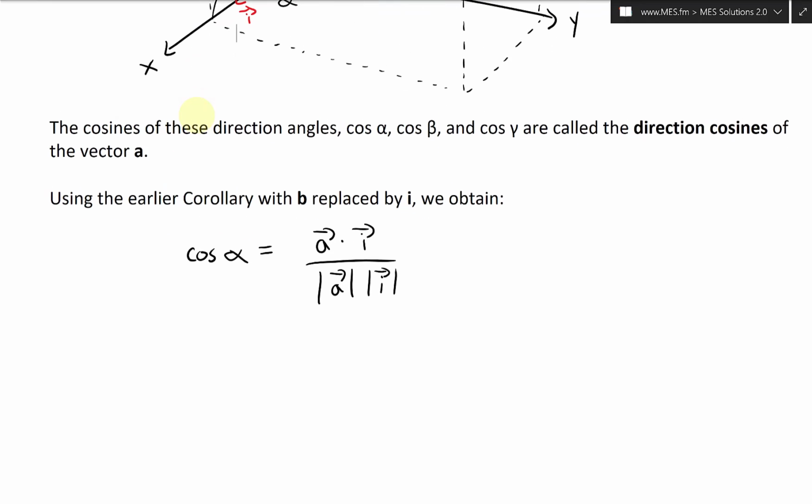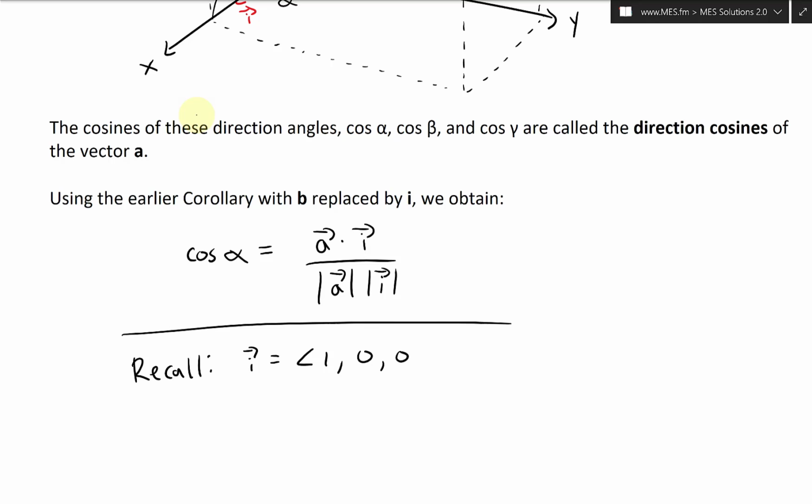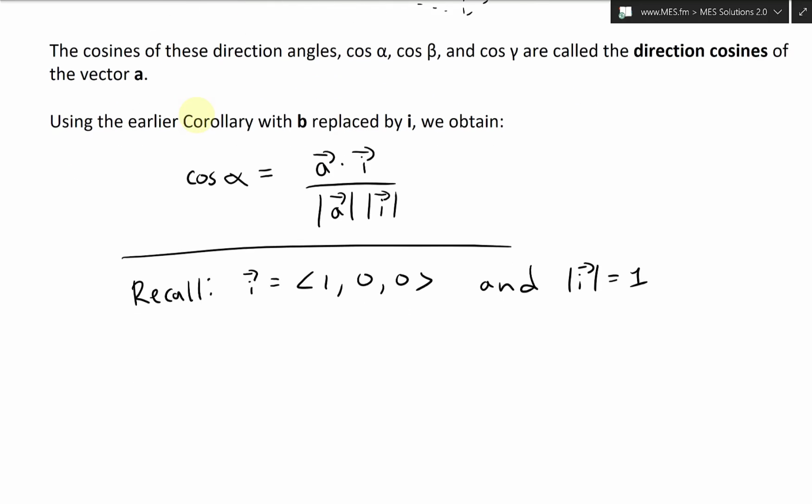All right, now before I simplify this, I'm going to do a recall from an earlier video what this all means. The unit vector, or the standard basis vector I, equals 1, 0, 0. That's just the components of this vector. And the length of it is just a unit, it's just 1. So we have that and that.